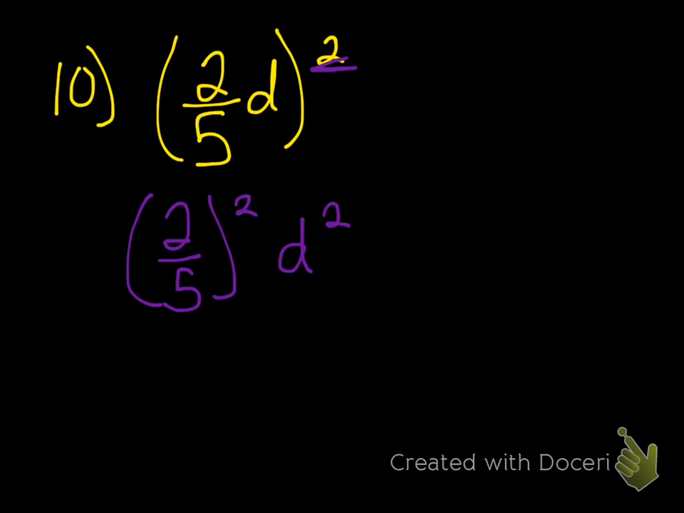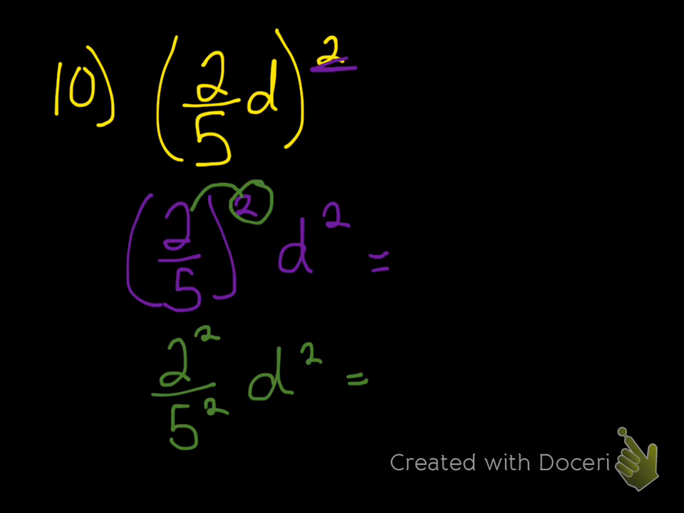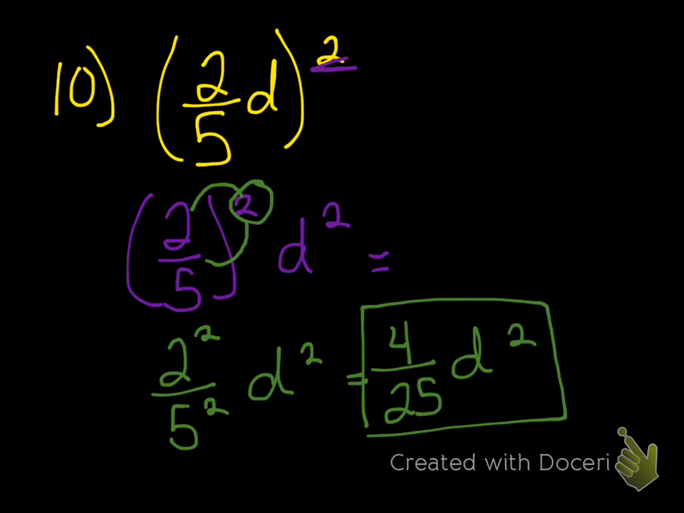Okay, now something else to think about is that if you square a fraction, that means that you square both terms. So this becomes 2 squared, excuse me, I'm going to write it like this. This becomes 2 squared over 5 squared, okay? And we still have d squared. Okay, so this has to go to both numbers, okay? So 2 squared is 4, 5 squared is 25, and that's just multiplied by d squared. Okay, don't let the fraction freak you out.